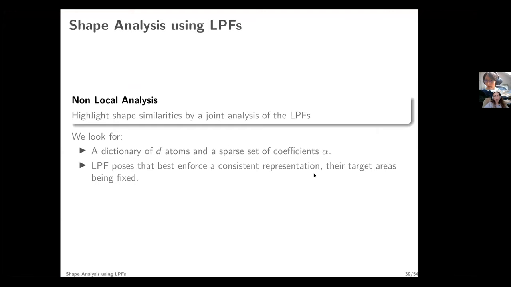And now, how are we going to handle these local probing fields? We are going to do dictionary learning similarly to what we did before. So we are going to learn from the set of LPF. You gather all the local probing fields, and you try to learn something from that. The way we're going to do dictionary learning again: we are going to look for both a dictionary of D atoms and a sparse set of coefficients. That's exactly the same as we did before. But we're also going to try to optimize for the poses that best enforce a consistent representation, while not allowing the generic patterns to drift too much over the surface.